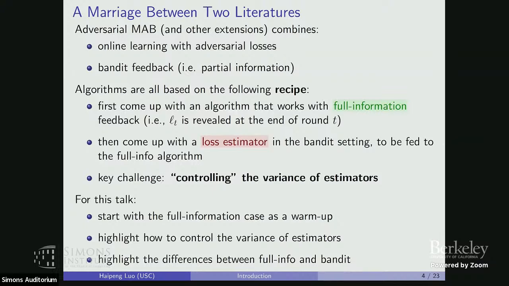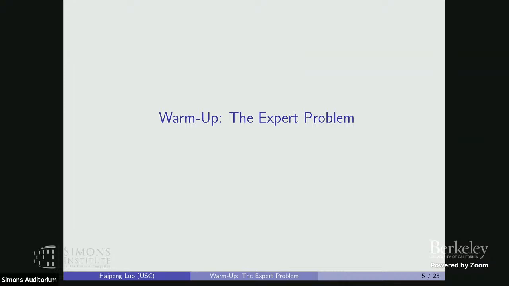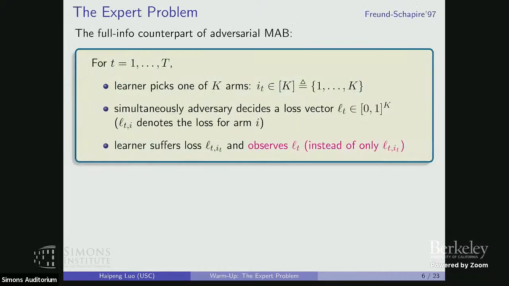Now let's directly go to the full information case, which is also known as the expert problem. It's just the full-information counterpart of adversarial MAB, and it was first proposed by Freund and Schapire. It's exactly the same setting. You pick an arm, the adversary can decide the loss vector arbitrarily, and you suffer the loss of the selected arm. The only change is that you observe the entire loss vector instead of just one coordinate. Same goal: you want to minimize regret.